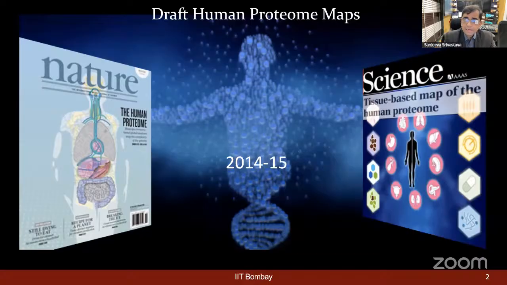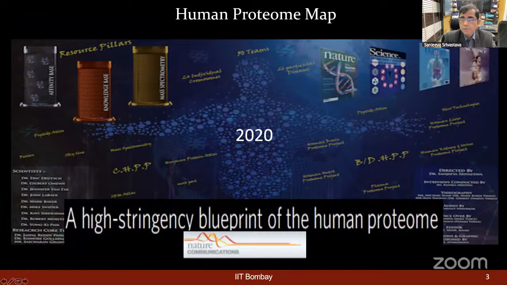human. And that was the first study published in 2014 from two independent groups, from Bernhard Kuster in Germany and Akhilesh Pandey from Johns Hopkins and IOB. The next year, another study from Mathias Uhlen's team in Sweden showed the tissue-based proteome map of human, but they used an antibody-based approach.